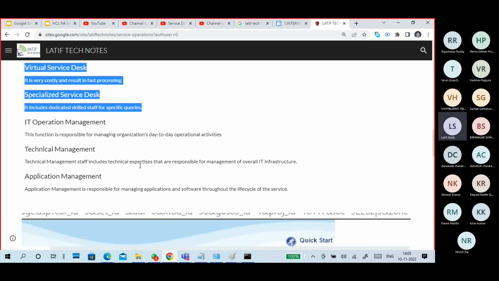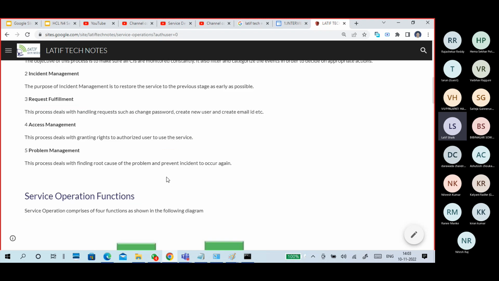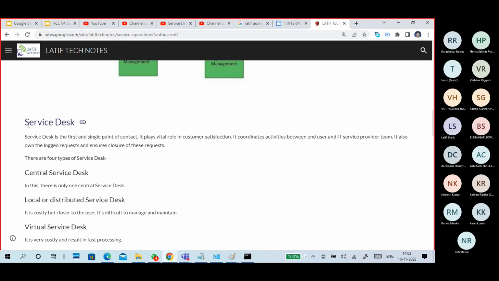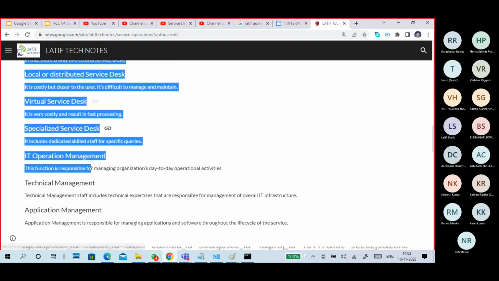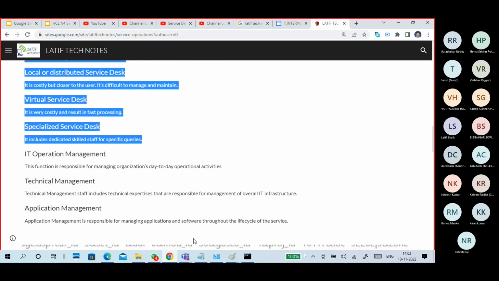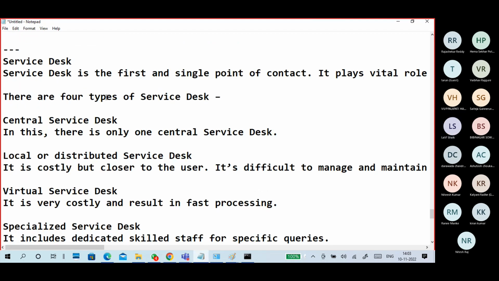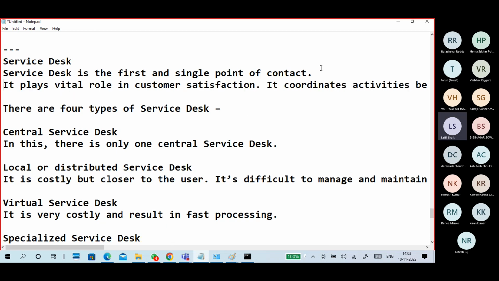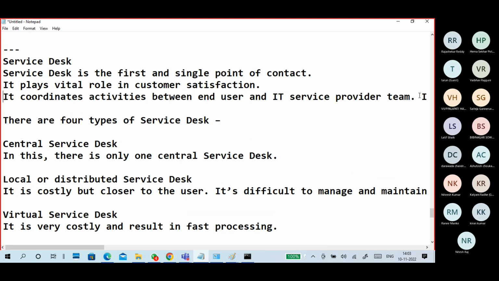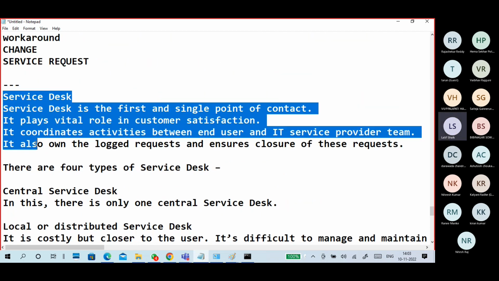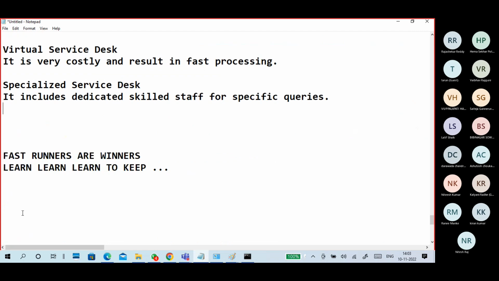In an organization, we have day-to-day operational activities: IT operations, technical management, application management. Information is there. I will put this information. It's about a service desk. Good.